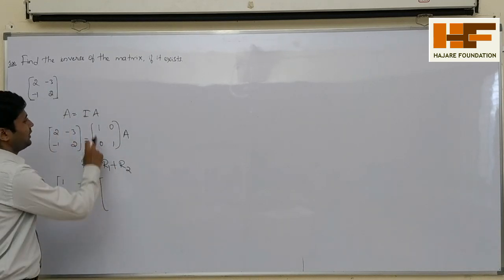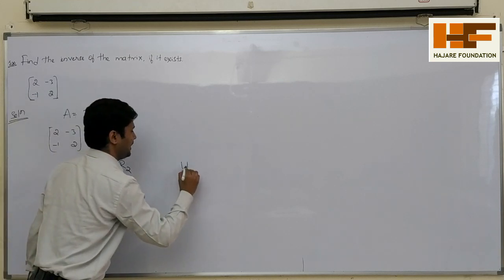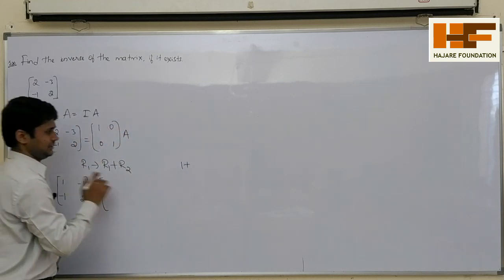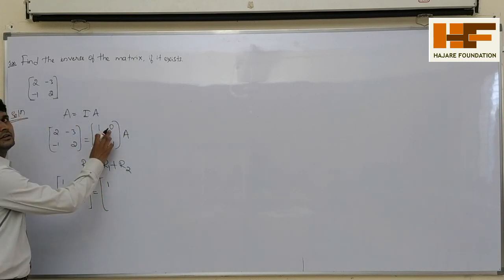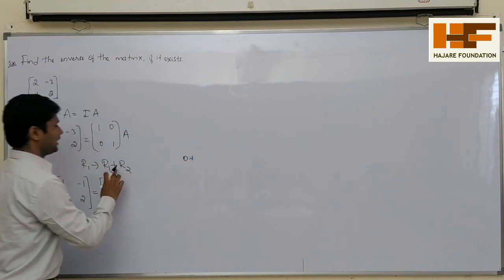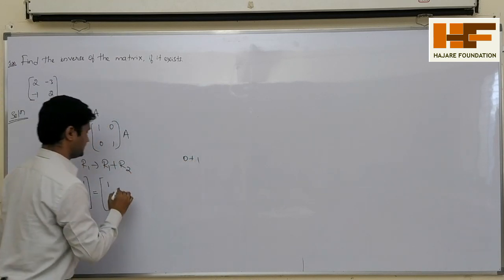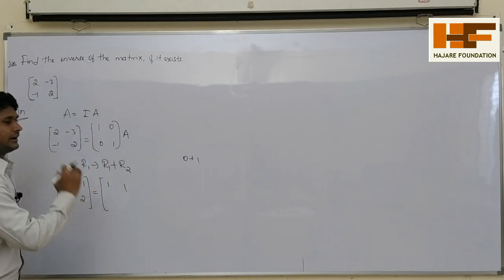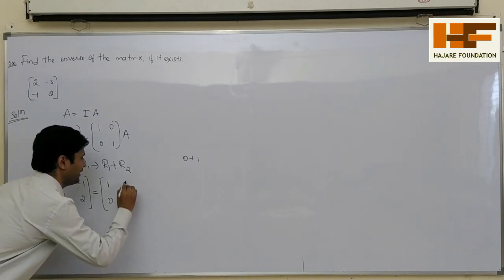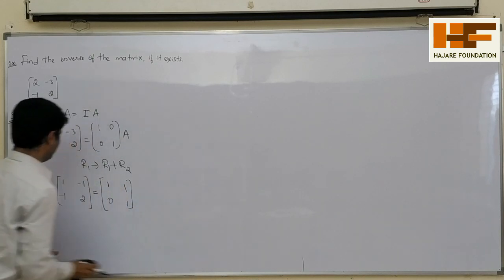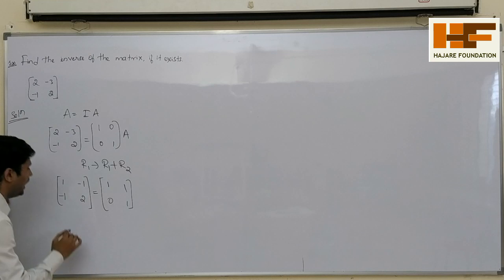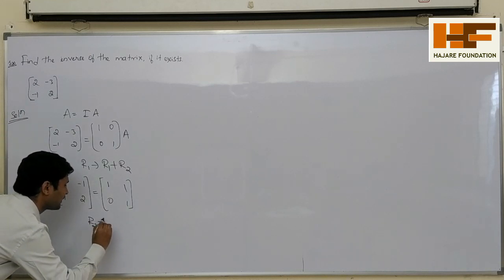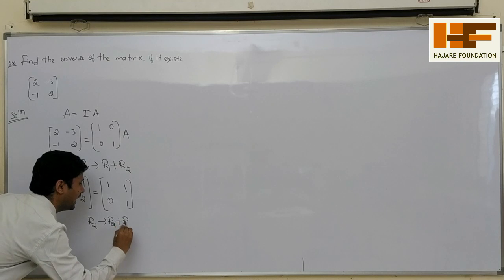Consider R1. What is the R1 element? 1 plus corresponding R2 element 0. Answer 1. Next, R1 element 0 plus corresponding R2 element 1. Answer 1. Second row write down as it is, 0 1. Next, according to our procedure, we have to make A21 element as a 0. R2 changes to R2 plus R1.